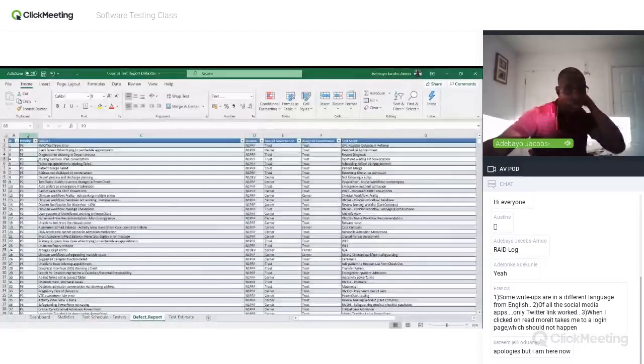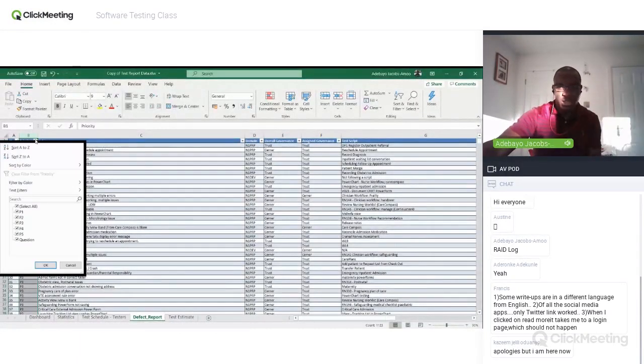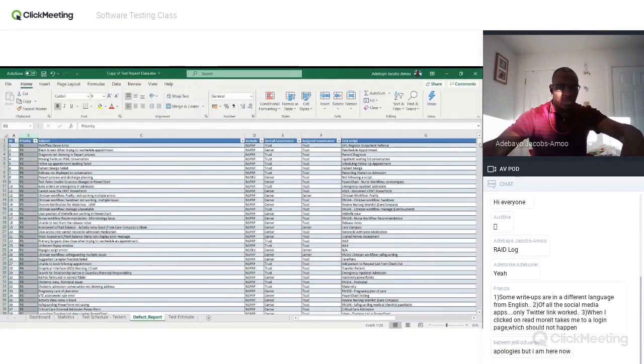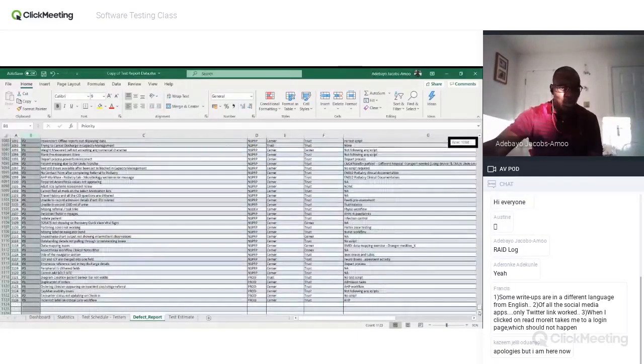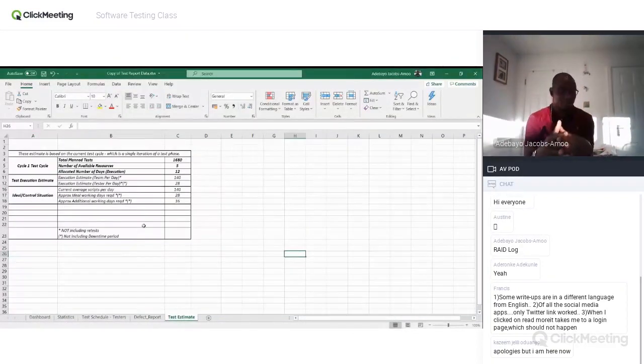As you can see here, it's priority, different P1s, P2, P3. There's loads of them, like 1,000 plus. But this is the test estimate I was talking about. Now, when you look at this, you look at number of planned tests, 1,680, and I have 5 people, and we have 12 days, which means every day we have to run 140 scripts. Which means every day each of my testers has to run 28 scripts.